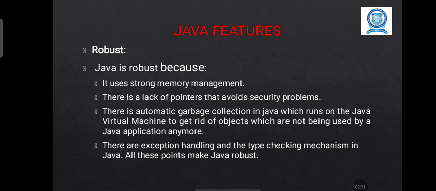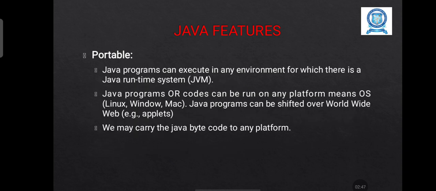It is robust, that is, it uses strong memory management. Since Java doesn't have pointers, it avoids memory security problems. It also has automatic garbage collection which runs on the Java Virtual Machine, to get rid of objects which are not being used by the Java application anymore. So the automatic memory cleaning process is performed by the Java Virtual Machine. Portable: Java can execute in any environment for which there is a Java Virtual Machine, as we told. Also, it supports several kinds of operating systems like Linux, Windows, Mac, etc.